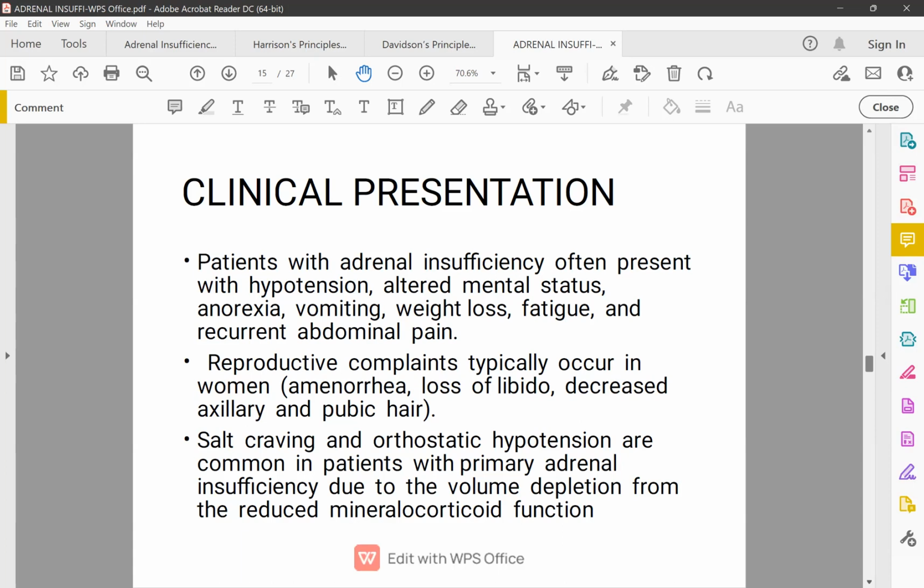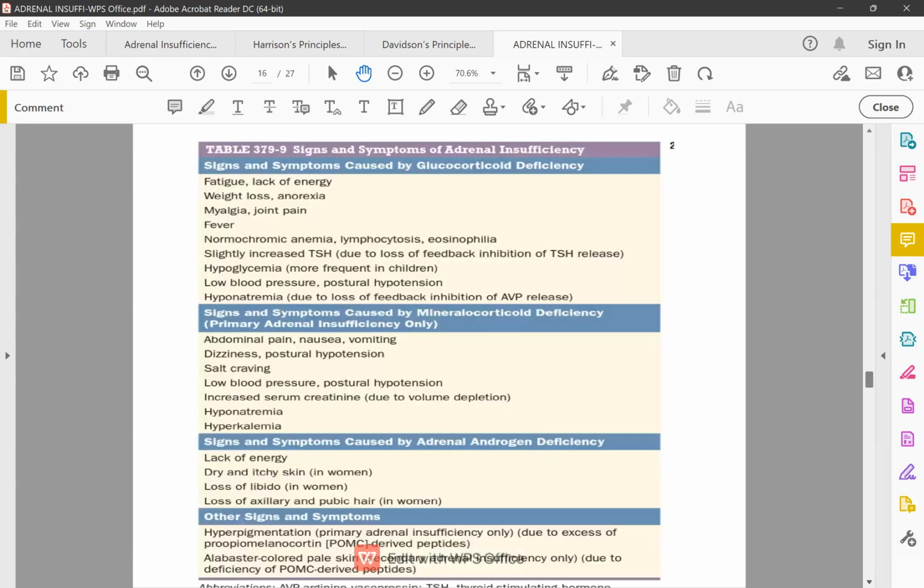There are three sets of features: features of cortisol deficiency, features of sex steroid deficiency, and features of mineralocorticoid deficiency, because it is primary. In the secondary, we don't have the other two, we only have the cortisol deficiency. This table also is from Harrison, just like the other two charts. Okay.